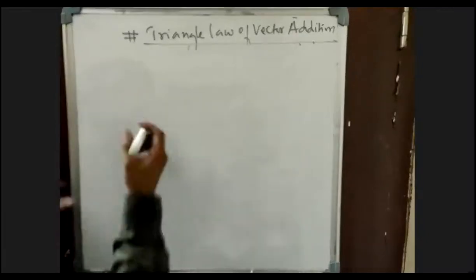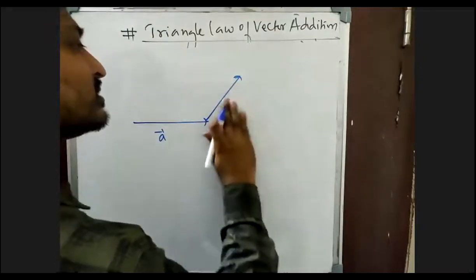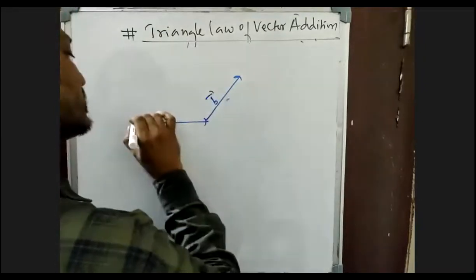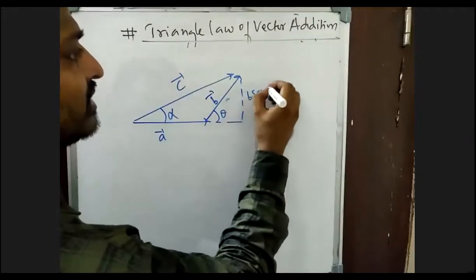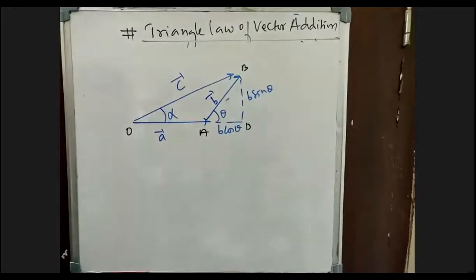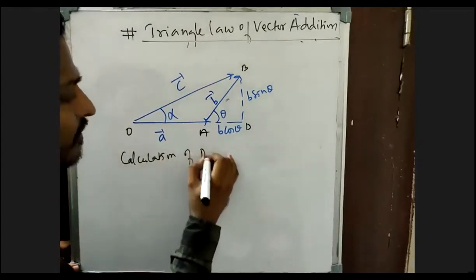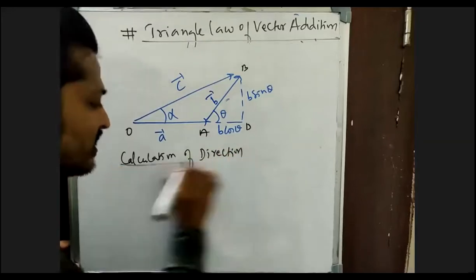I should not have rubbed the diagram. We need to calculate. Chalo, roughly I'll try to draw it again. This one is vector A bar. This is vector B bar. And this one is the resultant vector C bar. Angle alpha. This is your theta. This one is B sin theta. This one is B cos theta. I have given these values as O, this one as A, this one as B, and this one as D. We need to calculate the value of alpha. So that is nothing but the direction. Calculation of direction. That is nothing but the alpha value.